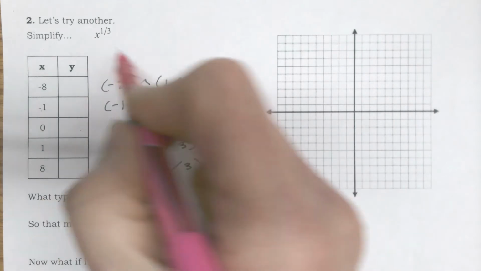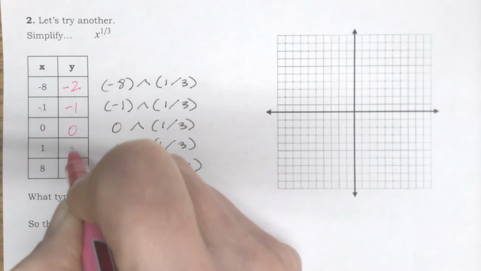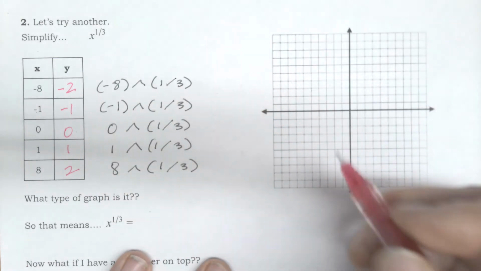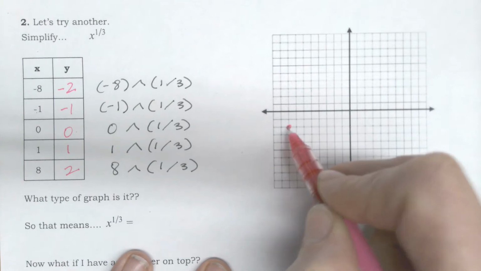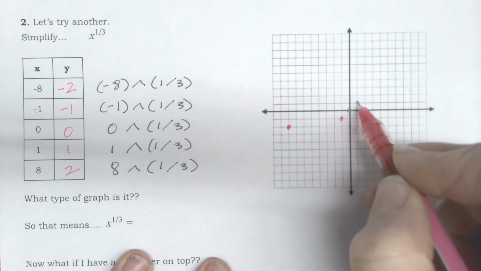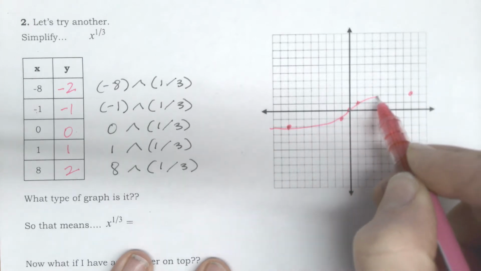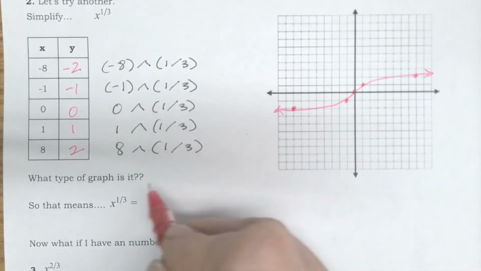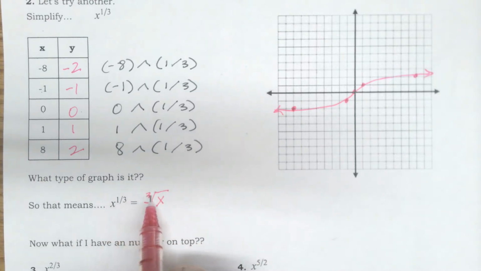X to the 1/3, if I use my caret key as well, and when I plug those in I get -2, -1, 0, 1, and 2. Again, you can try it on your calculator or just copy that down. We'll talk more in depth about it. And when I graph that one, -8, -2, -1, -1, 0, 0, 1, 1, and then 8, 2, and I sketch this graph, it also looks like one of the function family graphs that we did on that first day. And this one actually is the cube root function. So x to the 1/3 is the same as the cube root of x.